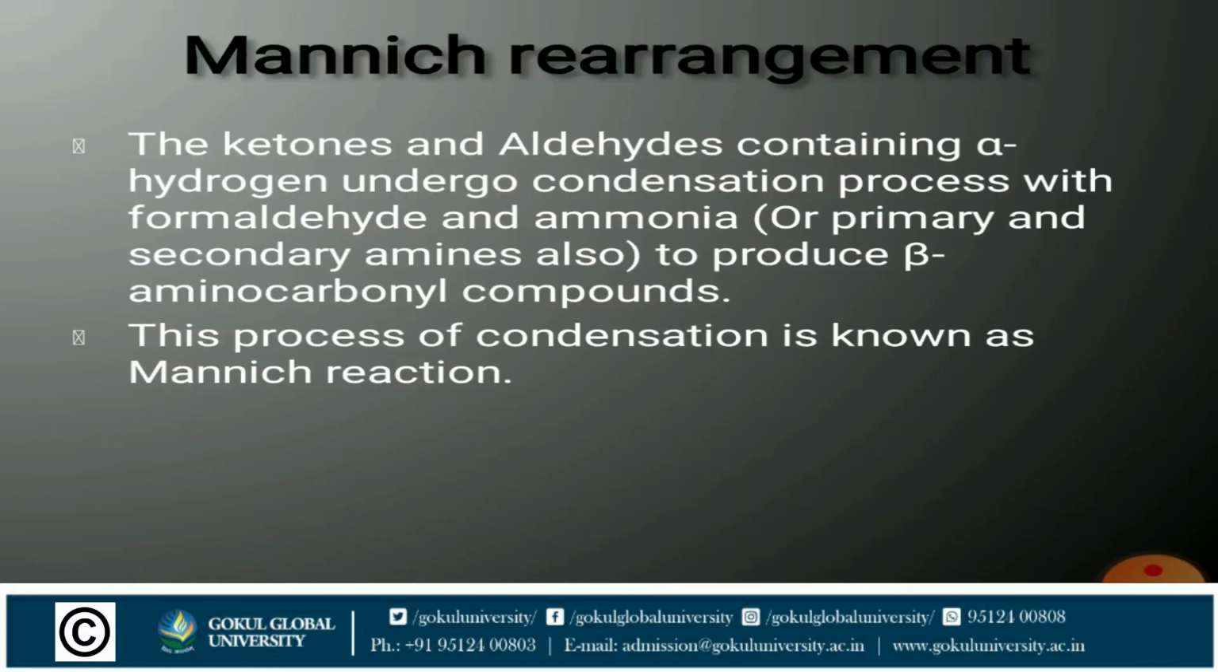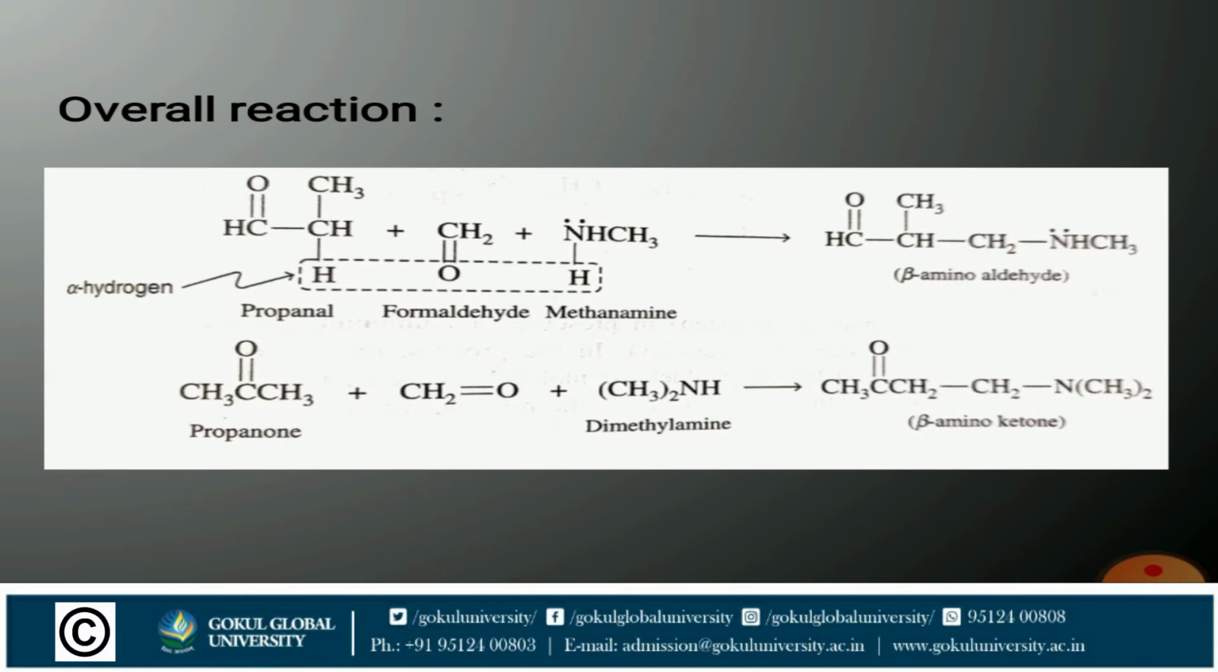Let's go for the second one, and that is the Mannich rearrangement. Here ketones and aldehydes containing alpha hydrogen undergo condensation with formaldehyde and ammonia, or a primary or secondary amine, to produce beta amino carbonyl compounds. This condensation is known as the Mannich rearrangement or Mannich reaction. So let's go for the mechanism.